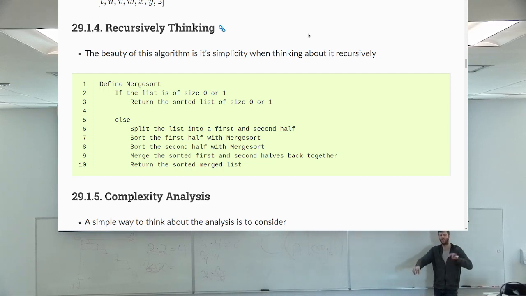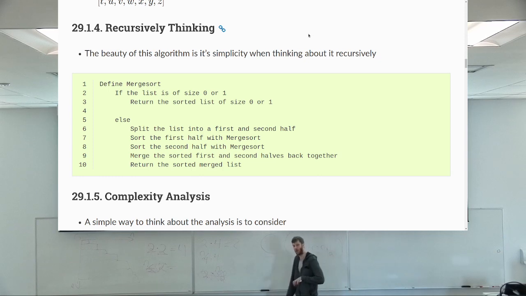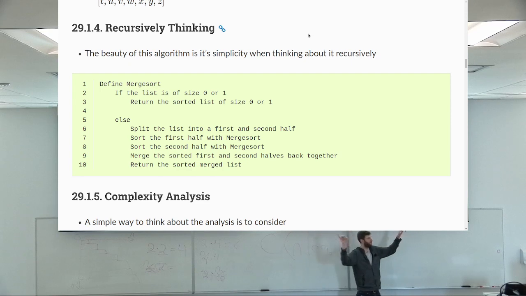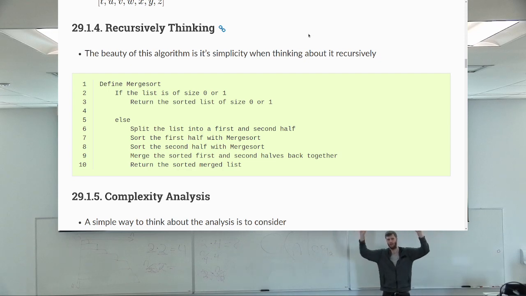Split that list into the first half and the second half. Split it in half. Sort the first recursively. Sort the second recursively. Now, once that's done, I have two sorted lists. Now I just do that merge algorithm. That could be iteratively defined. I'll just call a function to do that. Now I have the bigger one, return it.